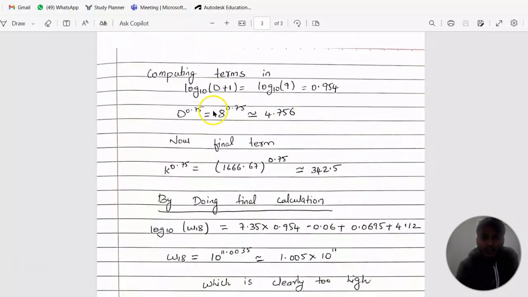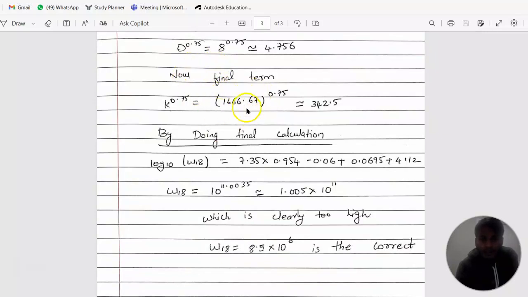After getting all these computed terms, we have the formula log 10 of D plus 1, where D is 8, so 8 plus 1 is equal to 9, log 10 of 9 is equal to 0.954. Then D power 0.75, as we have D as 8, so 8 power 0.75 is approximately 4.756. In the final term we have K power 0.75, as we get the value of 1666.67 power 0.75, which is approximately 342.5.